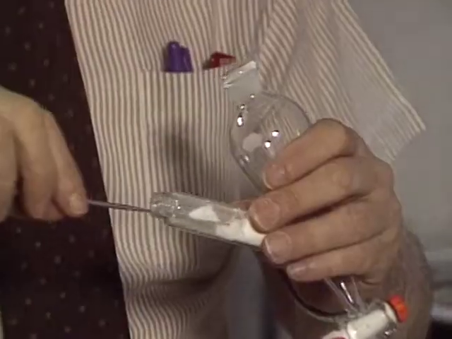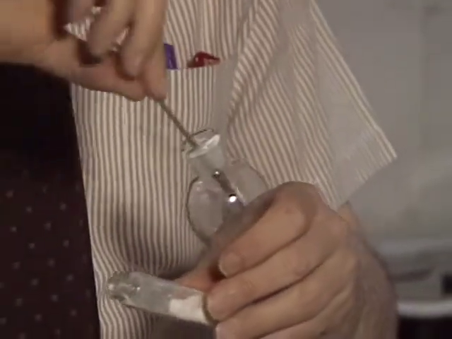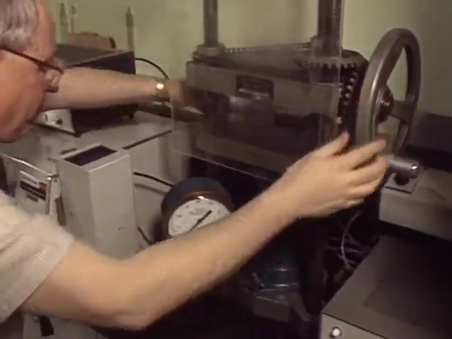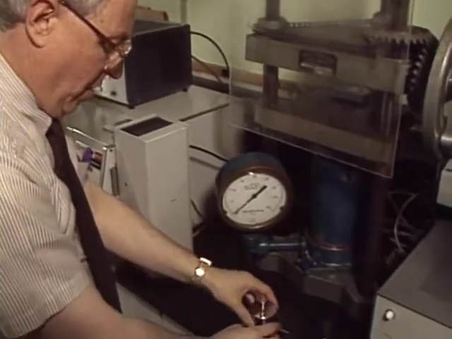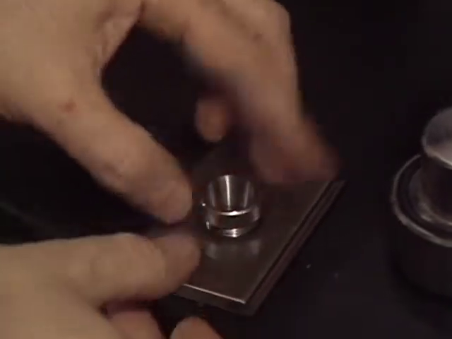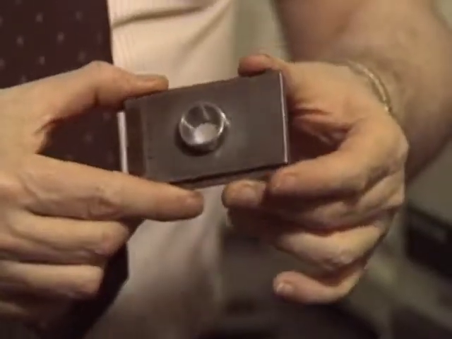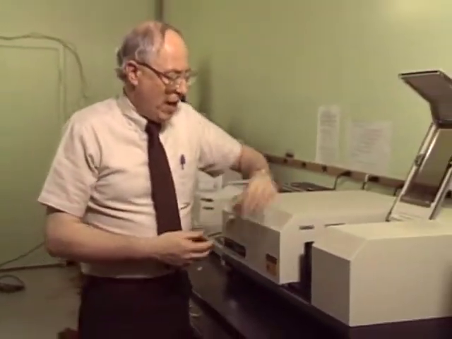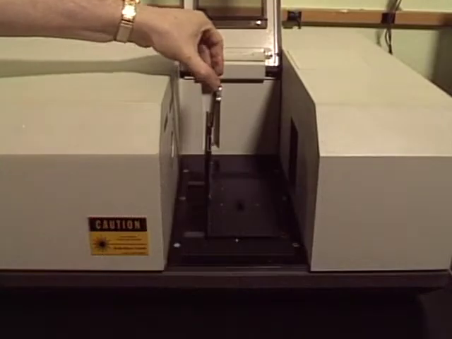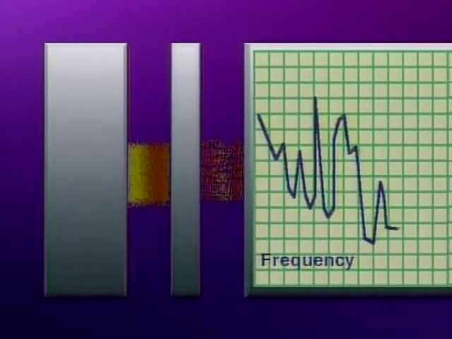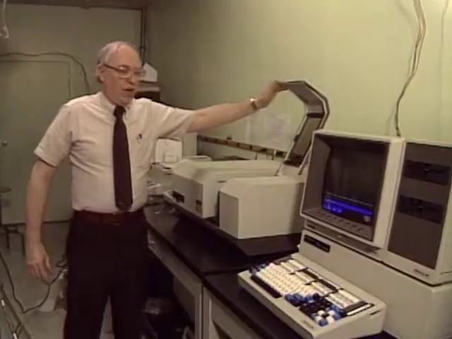The first step is to separate the drug from its cutting agent. The purified drug is pressed into a transparent disc or pellet. The pellet goes into a sample holder, which is placed in the spectrometer. Okay, we're now going to put the pellet in the spectrometer and do our infrared analysis. We will get a spectrum, which will be a unique fingerprint pattern for this particular substance.